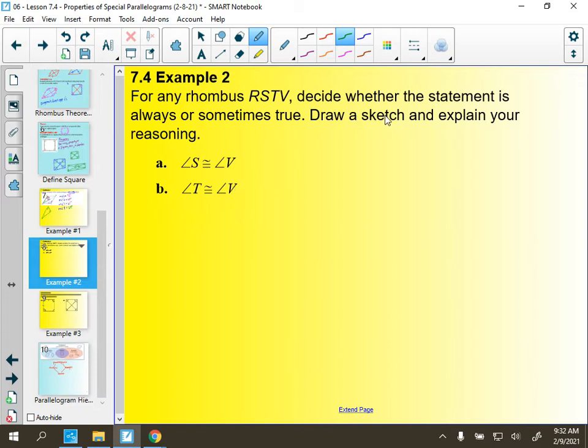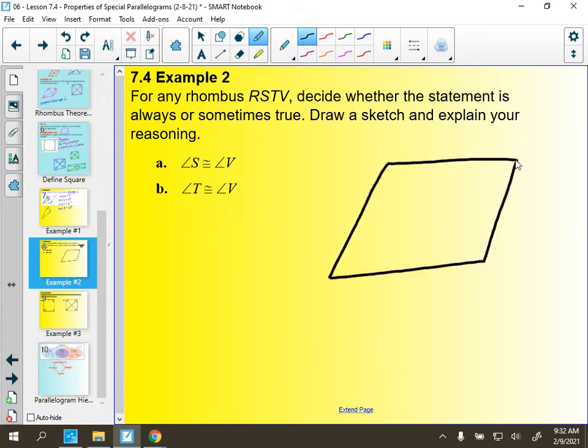So I'm asking you to sketch rhombus RSTV. Let's try to make a picture that looks to be all about the same length. Sure. And then it really doesn't matter where I start. I usually just start upper left and go clockwise. Okay, so there we go. There's my any rhombus RSTV. And for each statement, is it sometimes true or always true?